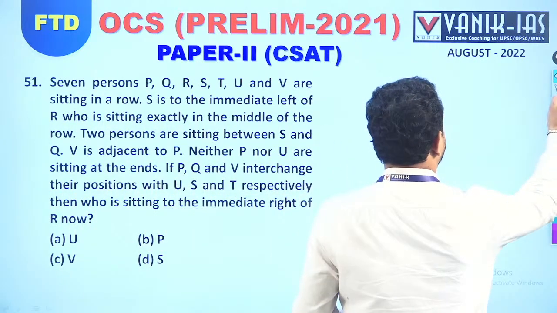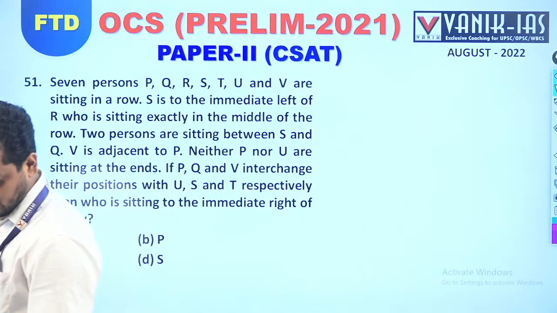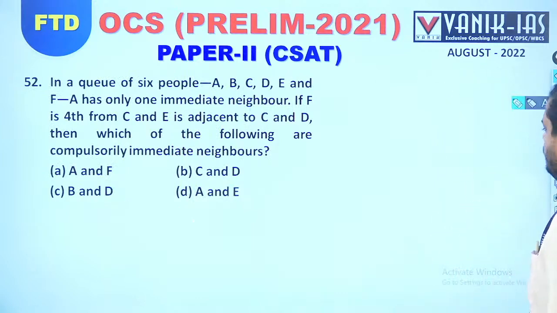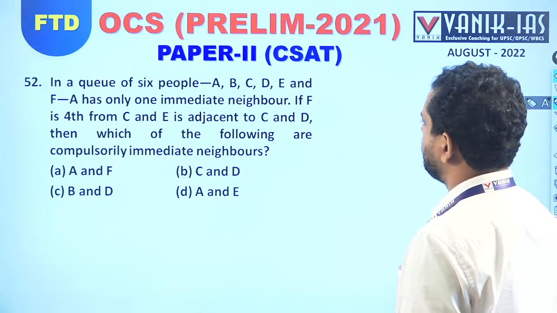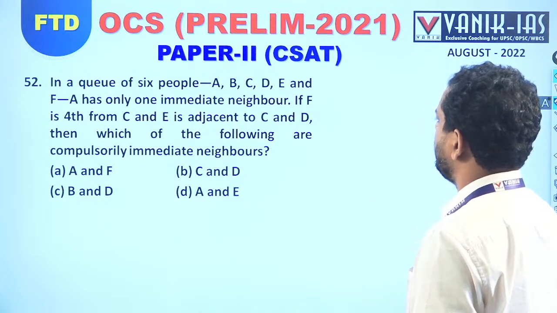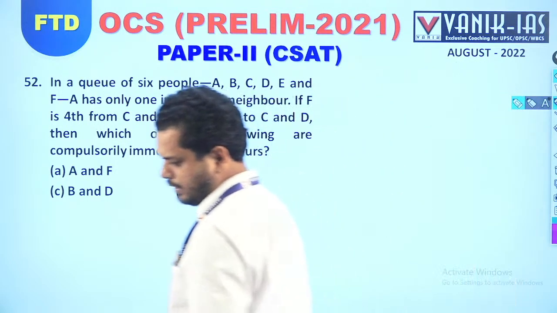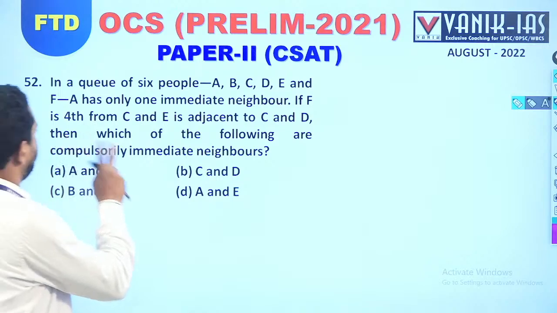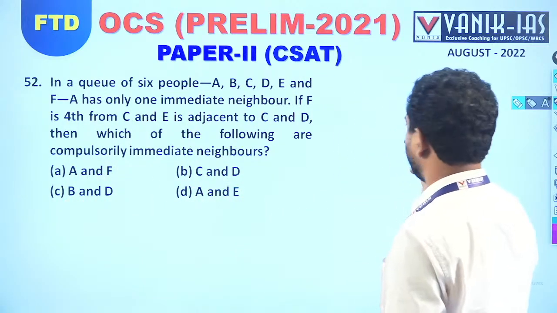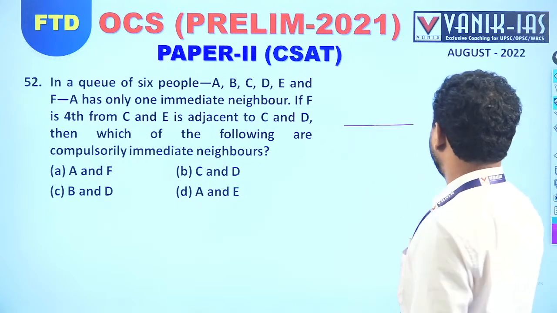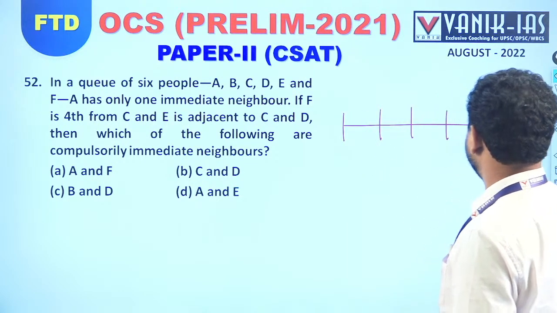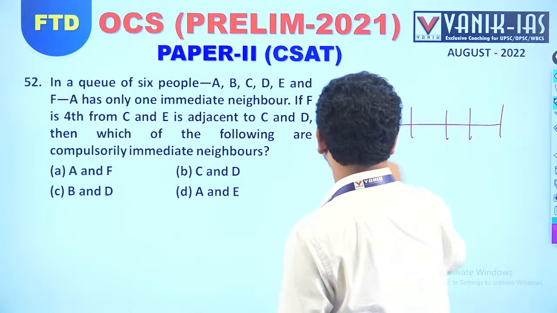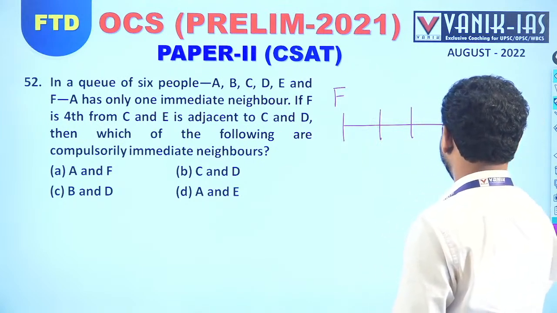Very good. Next question, 52, and this is also an arrangement. Six people, F and A have only one immediate neighbor each. It means they are both at end points, 1, 2, 3, 4, 5, 6. If I take this one as F, this one is A, of course.